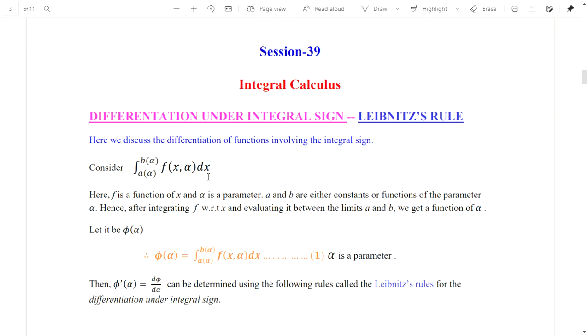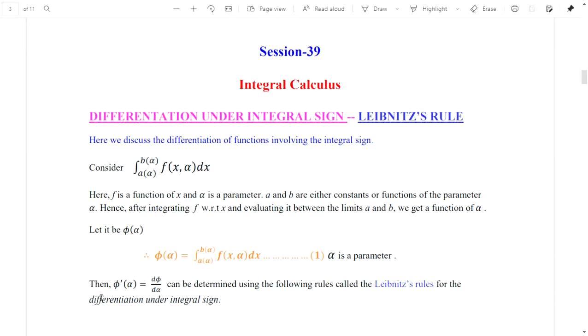After evaluating the integration with respect to x, we will be applying the limits which are in terms of alpha, so that the final answer will be a function of alpha. So for our convenience, let us choose that as phi of alpha. The resultant answer, whatever we get after evaluating this integral, let it be phi of alpha, that is equal to integral of a(alpha) to b(alpha) of f(x, alpha) dx. Here alpha is known as the parameter. Once again I am saying alpha is also a variable here.